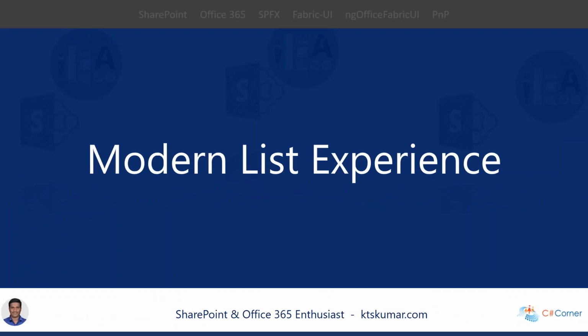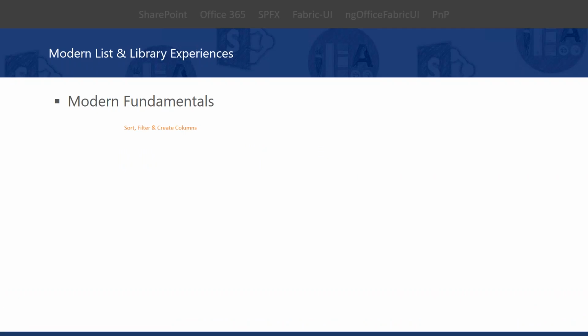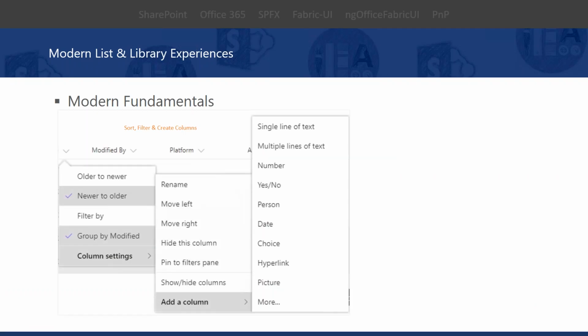Next, we'll see the modern list experience. I think the modern list experience was enabled long ago, maybe a year, but the Office 365 team keeps on updating and enabling new features for modern lists and libraries. The first one is modern fundamentals. Here, I think most of the settings are already available. You may have seen this feature also. We can sort, we can filter, and we can create columns without navigating to the list settings or library settings page. From a single page itself, we can do everything. Okay.